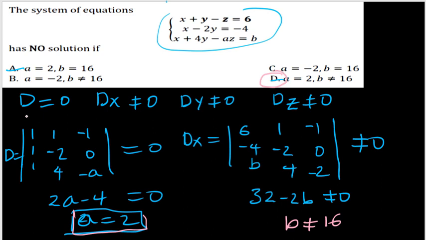To repeat, when we are applying Cramer's rule here, to have no solution, the coefficient determinant D must be 0 to begin with, and then the others should be different from 0. If you solve one of them, it is enough. We can make Dx different from 0. But if all are 0, D is 0, Dx also 0, Dy 0, and Dz 0, it means it will have infinite solutions. Don't forget that.